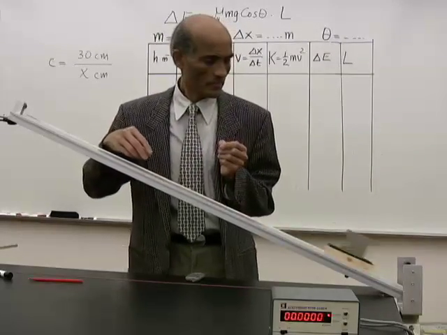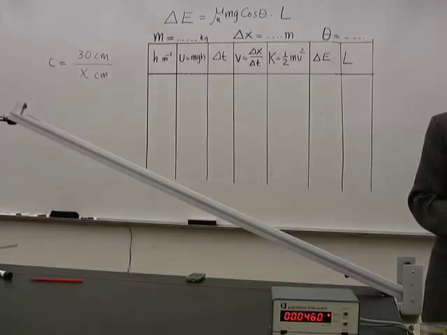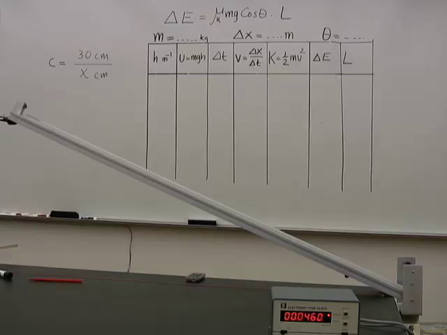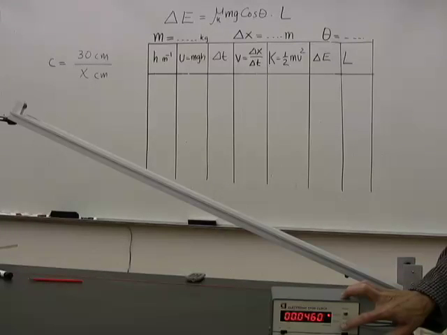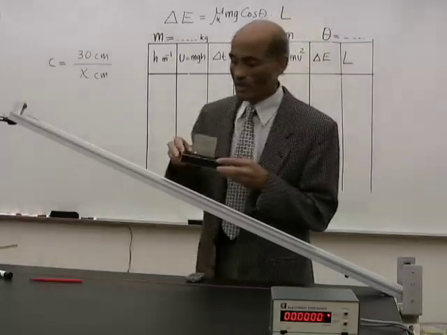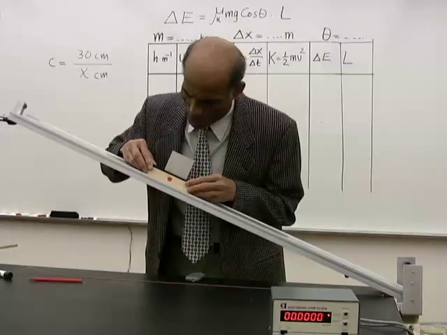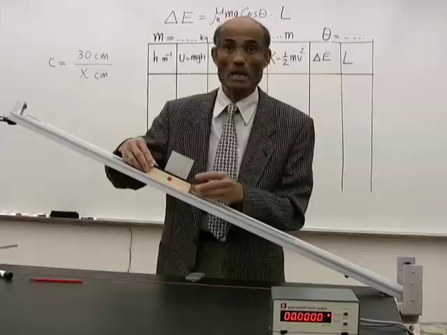Okay. You have 3 trial time values. Find the average and calculate the velocity and hence delta E. Reset the clock. We will now repeat the process for this H and L.